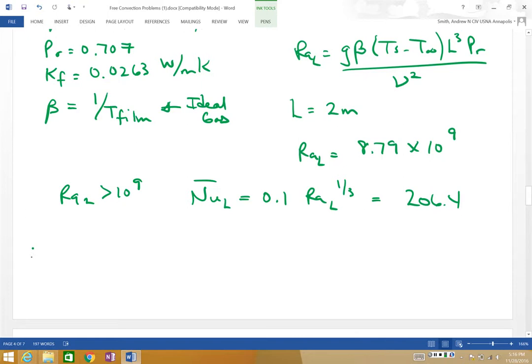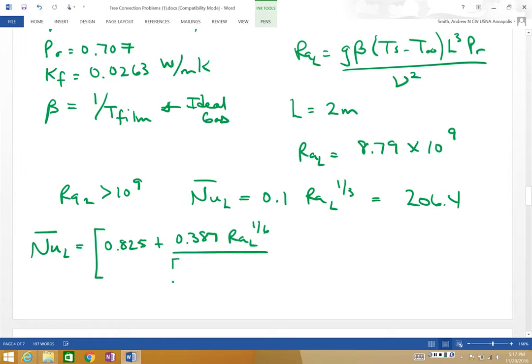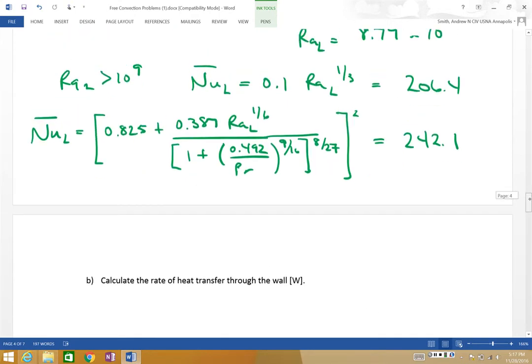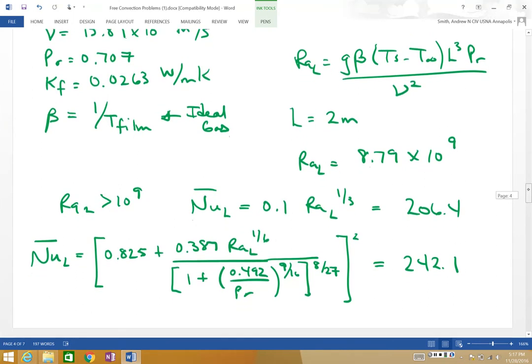There's another correlation which is good over a large range of Rayleigh numbers, and it goes like this: 0.825 plus 0.387 Rayleigh number to the 1/6 divided by 1 plus 0.492 divided by the Prandtl number to the 9/16, all of that in the denominator raised to the 8/27, and then all of that squared. What a mess. 242.1.